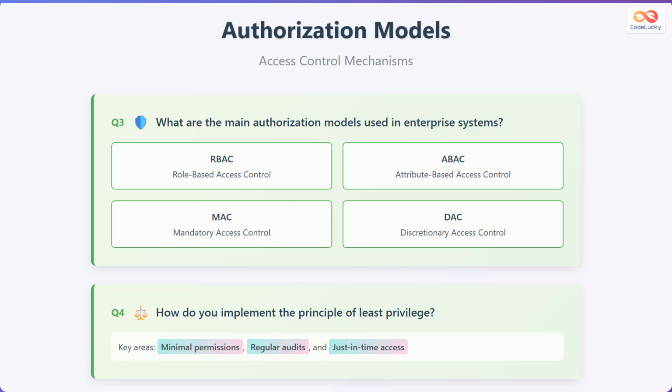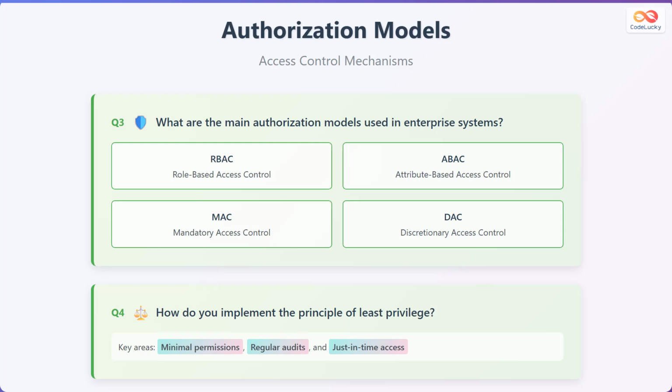Authorization models are fundamental to access control systems. The main models include RBAC, or role-based access control, which assigns permissions based on user roles within an organization. ABAC, or attribute-based access control, makes decisions based on attributes of users, resources, and environmental factors. MAC, or mandatory access control, enforces policies set by system administrators that users cannot override. DAC, or discretionary access control, allows resource owners to control access permissions.